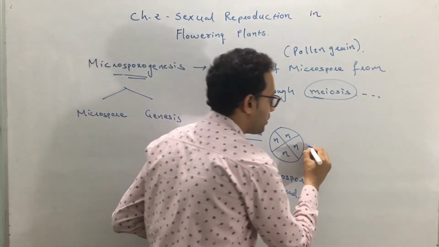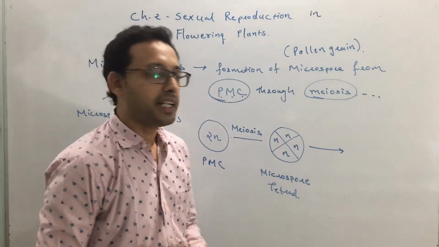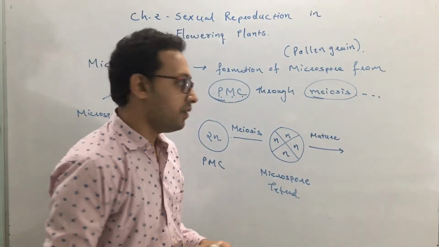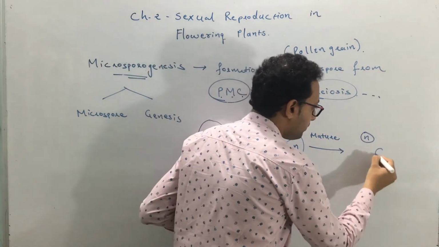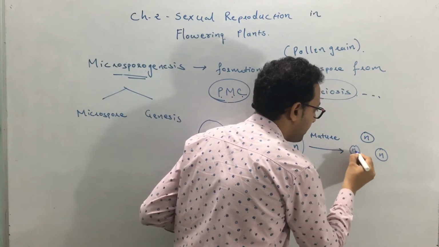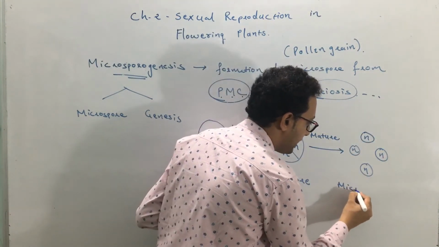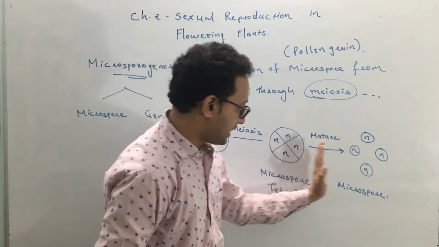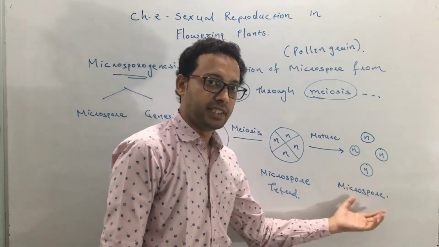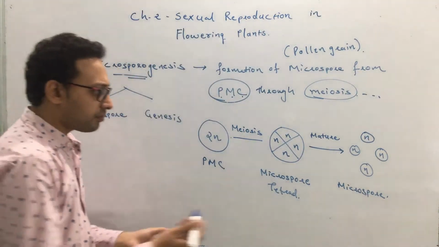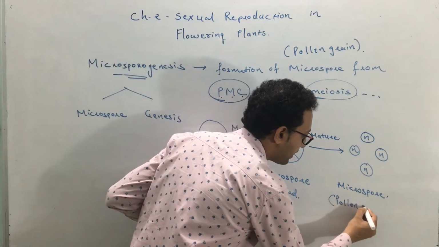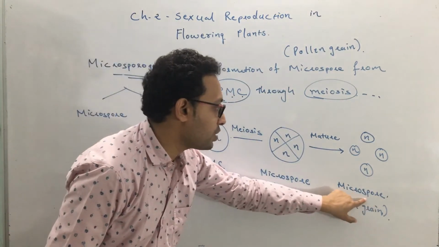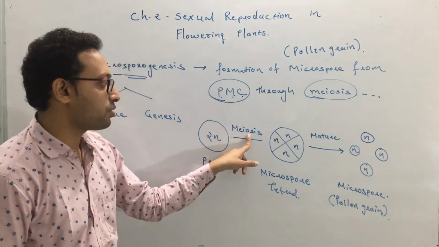Okay, now this microspore tetrad matures and undergoes a dehydration process. Okay, they become mature. Once they become mature, all these 4 cells become separated, and the 4 cells which are separated are considered microspores. So after maturation and dehydration, the 4 cells get separated and microspore formation occurs, and this process is called microsporogenesis. This microspore we can also call a pollen grain, and thus pollen grains are formed. So this is the process of formation of microspores from the pollen mother cell by meiosis.